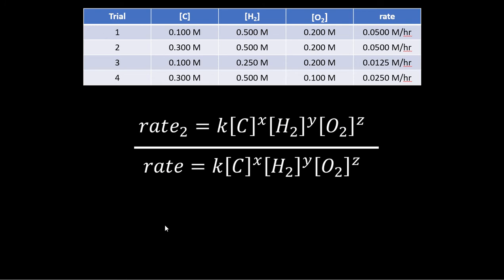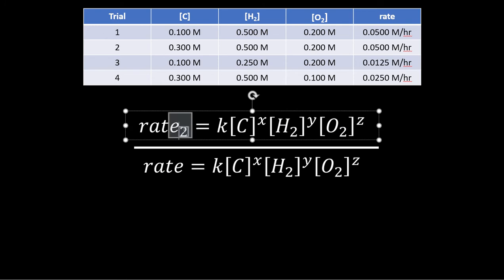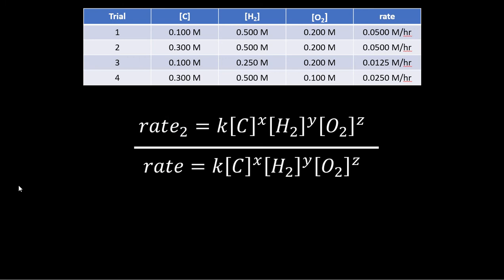Well, what we need to do is find two sets of data where the concentrations of everything else are staying the same. So let's take a look at, say, trial 2 and trial 1.